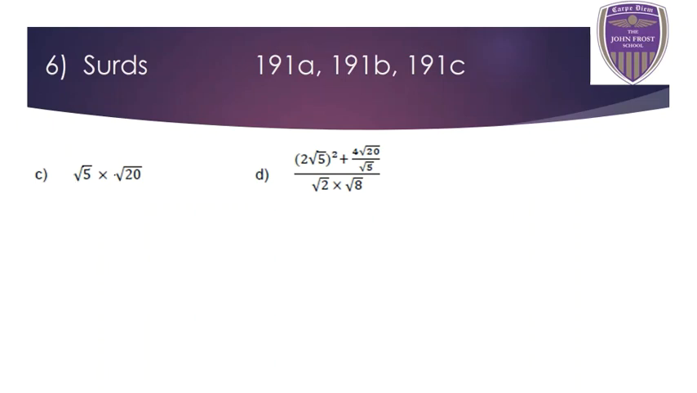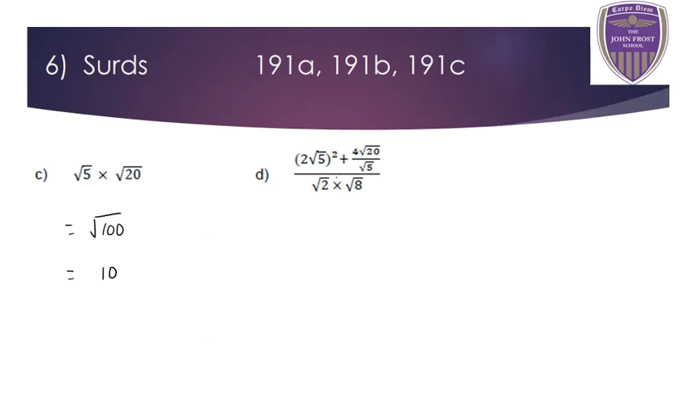So as I've already mentioned about when you multiply two surds together, this time there's no values in front of either surd, so we just multiply the 5 by the 20. That gives us one root of square root of 100, and the square root of 100 is equal to 10.